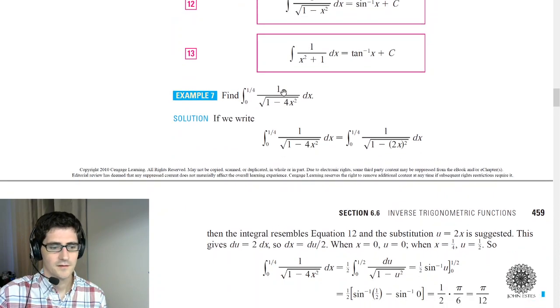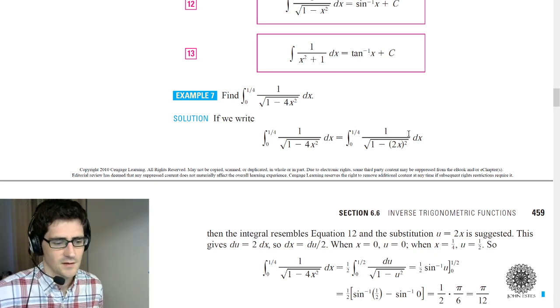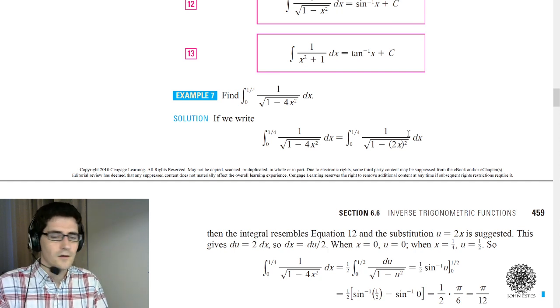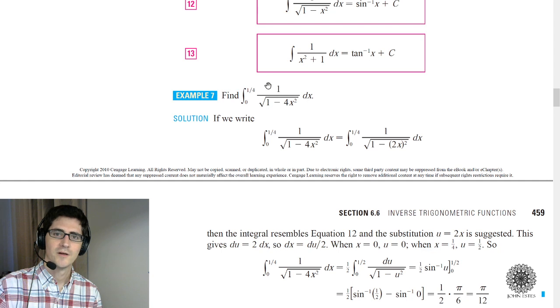I want to integrate from 0 to 1/4, 1 over the square root of 1 minus 4x squared. We try u substitution first. U equals 1 minus 4x squared. Du then would be negative 8x dx. There's no way I can apply u substitution here because I don't have an x in the numerator. If I had an x in the numerator, u substitution would work. If I don't, I'm going to have to do inverse sine.